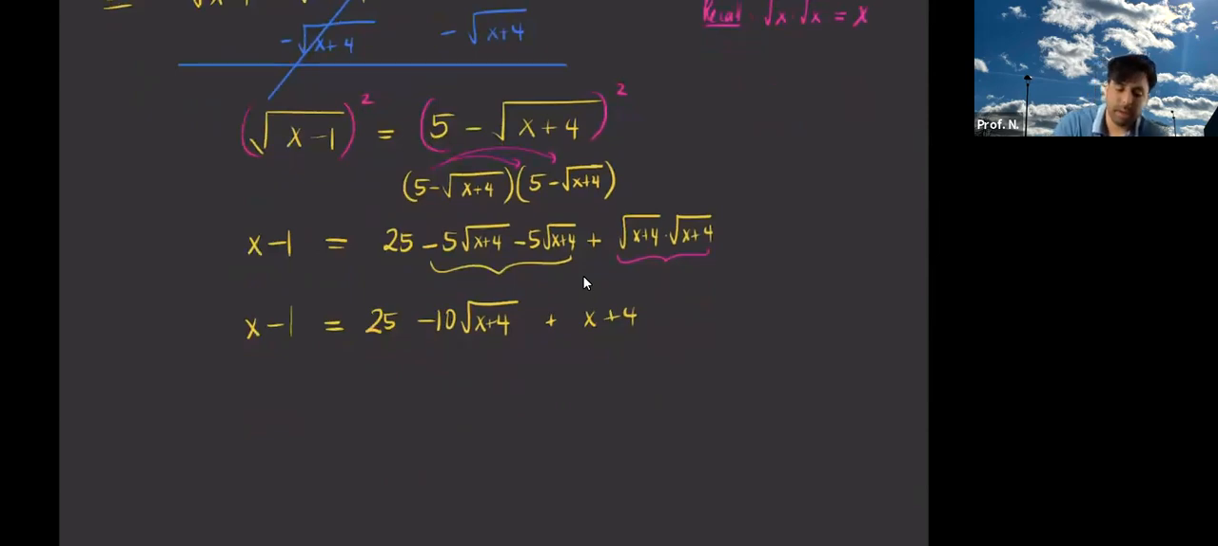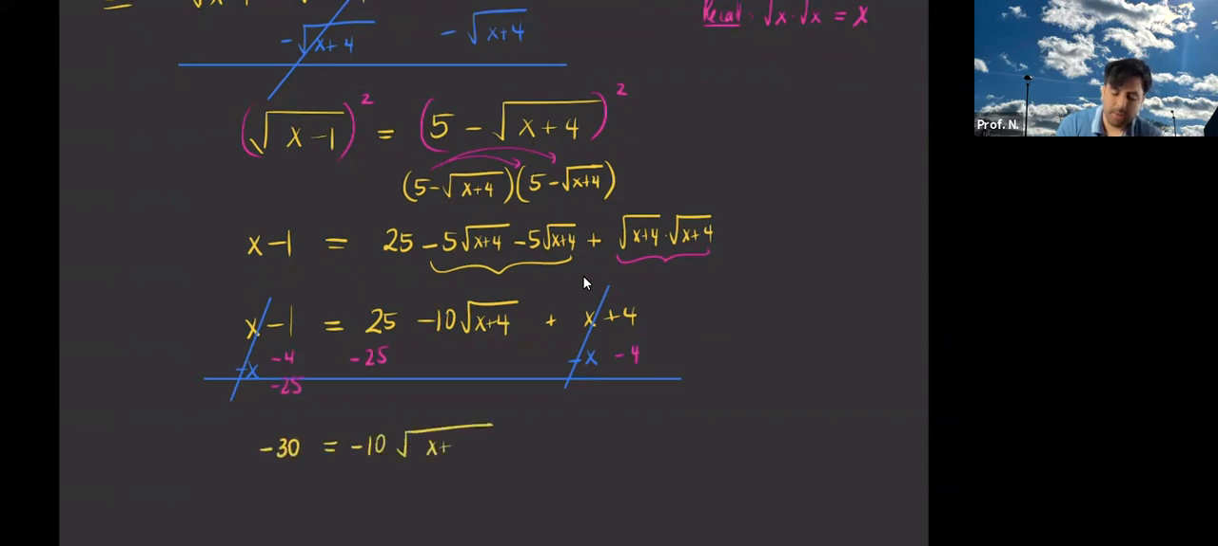Now, the next thing we would do is what? Now that we have a single radical expression left, I want to get that by itself. So I have to move everything on the left side. And what happens when you subtract x? They magically disappear. And then I'm gonna do what else? I'm gonna subtract the 4, and I'm gonna subtract the 25 as well. So -1 minus 4 minus 25 is what? -30 equals -10 rad x plus 4.